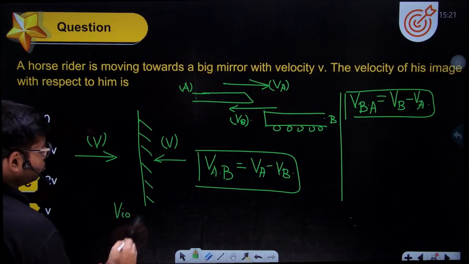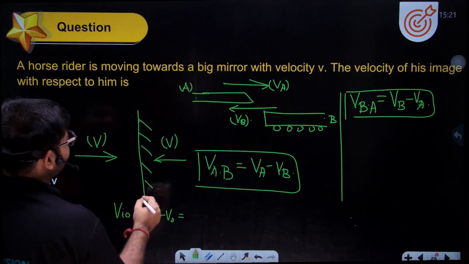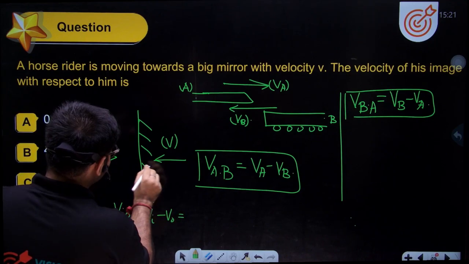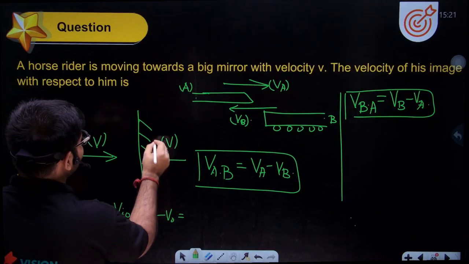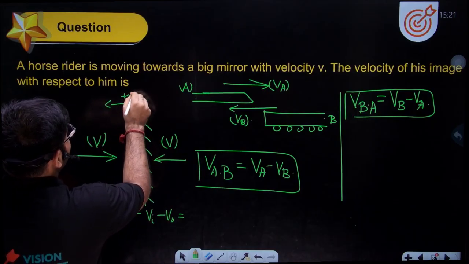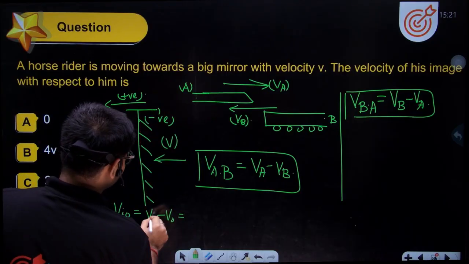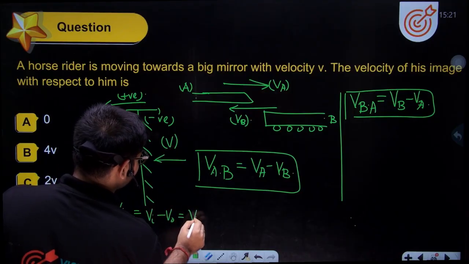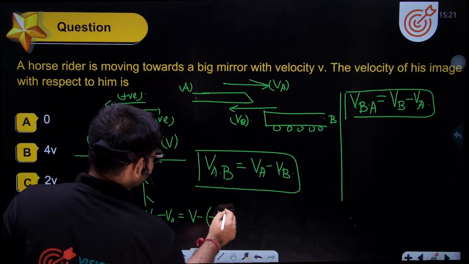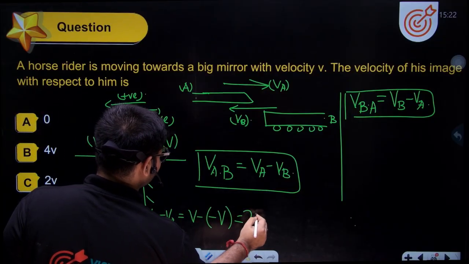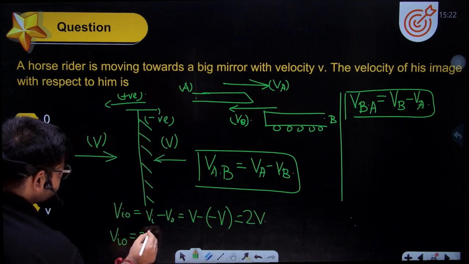I can say VIO is nothing but VI minus VO. If I take this side as positive, then this side is negative. So VI is V, and VO is going to be minus V. So you will have V minus (minus V), which is 2V. So the velocity of the image with respect to the object is 2V.